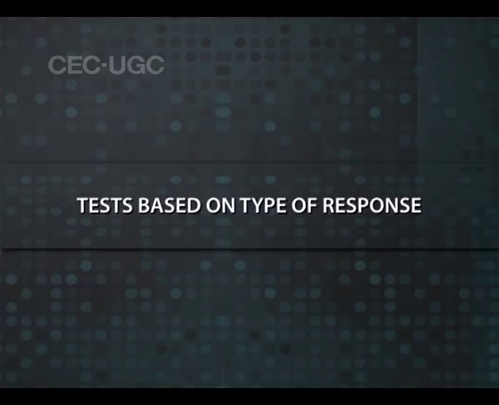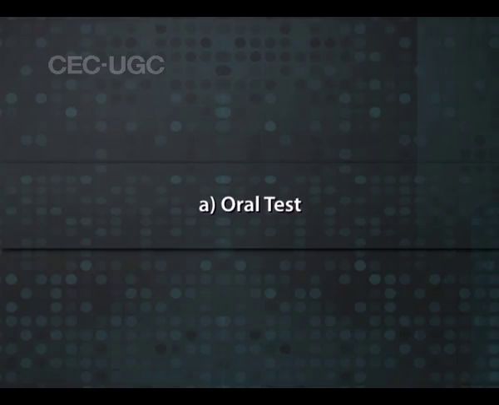Tests based on type of response. Based on the nature of response demanded, tests can be classified into oral tests, written tests, and performance tests. Oral tests. Here the examiner asks questions or other test items prepared in advance to which the examinee responds orally. Measurement of the desired phenomena is done on the basis of these oral responses.